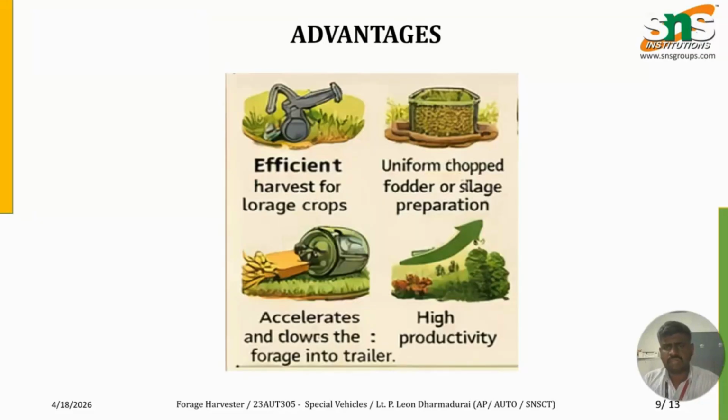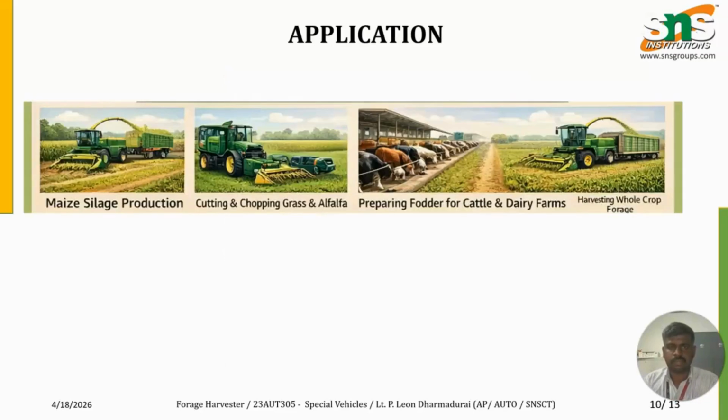The advantages of this vehicle include efficient harvest of forage crops, uniform chopping, and it also accelerates forage trailer loading. With the help of a single vehicle we can serve multiple purposes, and it also increases productivity.